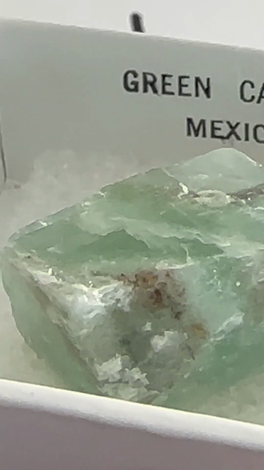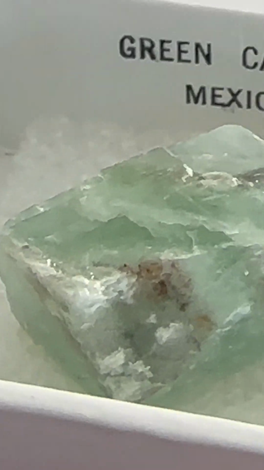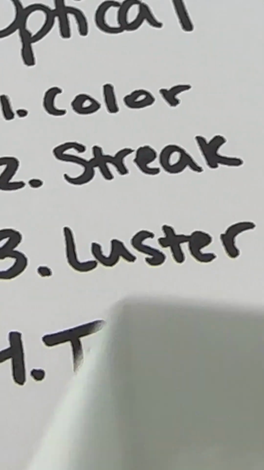For its streak, if we were to take this and rub it on a tile, it's going to give us this nice grayish powder. So that green color, you kind of lose once you grind it up. So it's going to be a gray kind of powder. That's what streak is. And luster is how this thing reflects light.